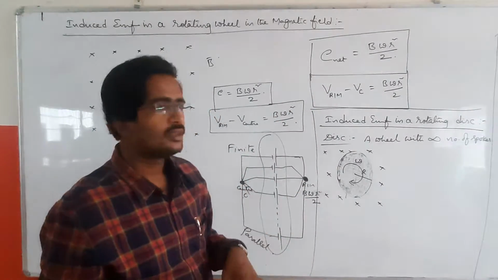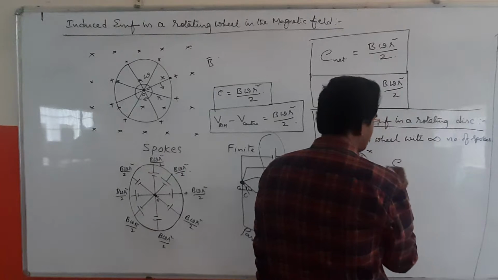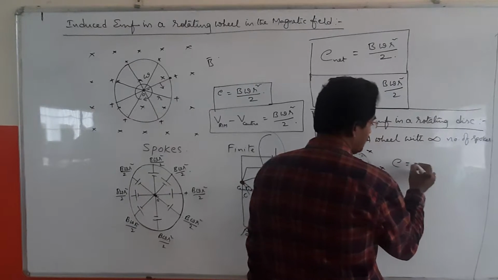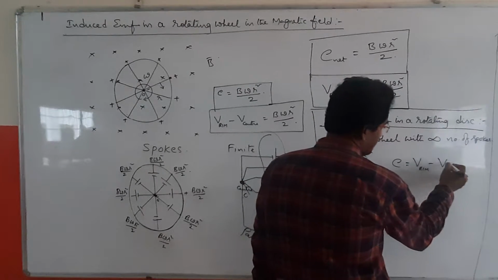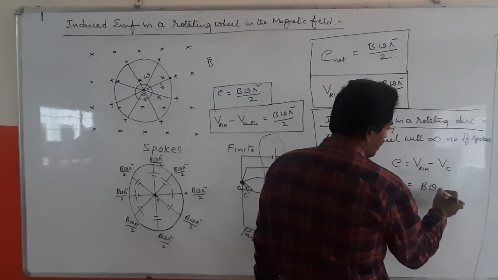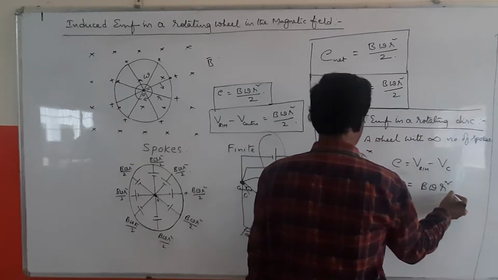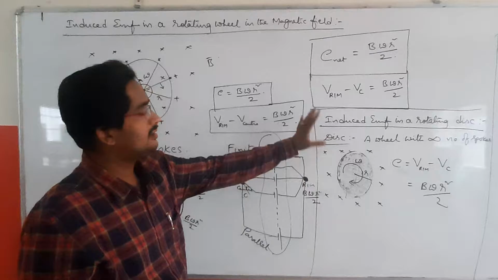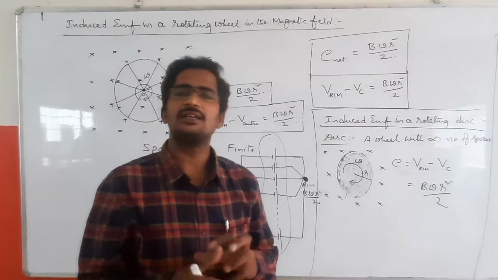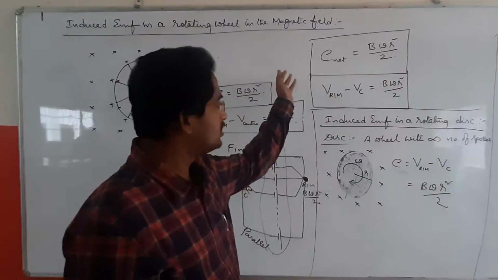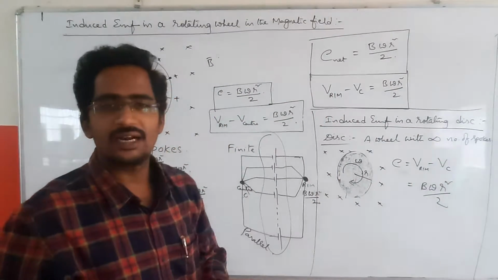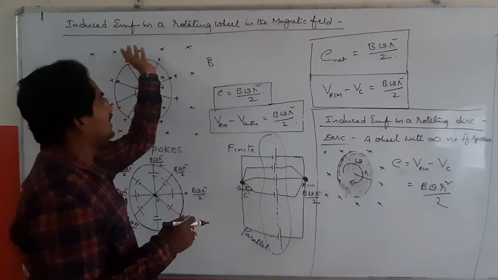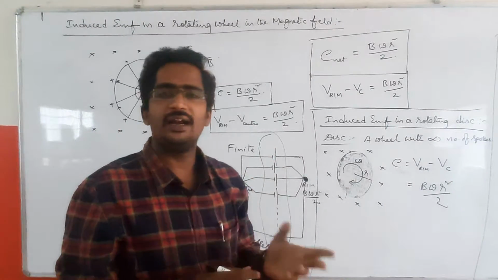By that, in this case, the induced EMF E between center and ring equals V ring minus V center, and that value is B omega R square by 2. Small r is the radius. So with that, induced EMF in a rotating disc is also completed. It's linked to this one, so we can write that answer directly. So induced EMF in a rotating magnetic field and its related problems are complete.